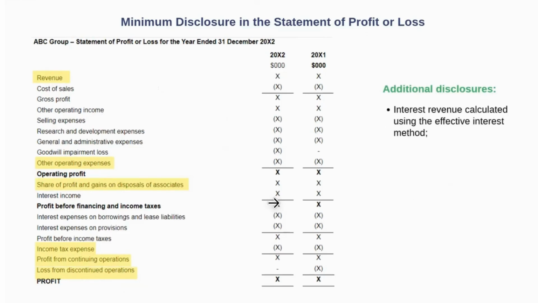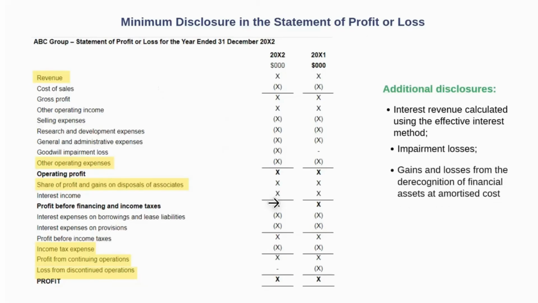And additional disclosures that may be required: interest revenue calculated using the effective interest method, impairment losses, gains and losses from the recognition of financial assets at amortized cost. So these are the additional disclosures.